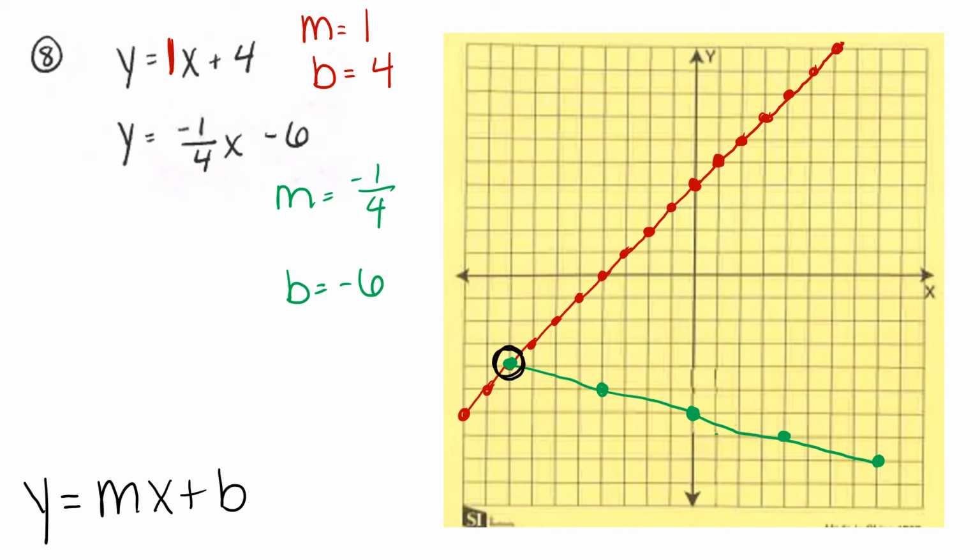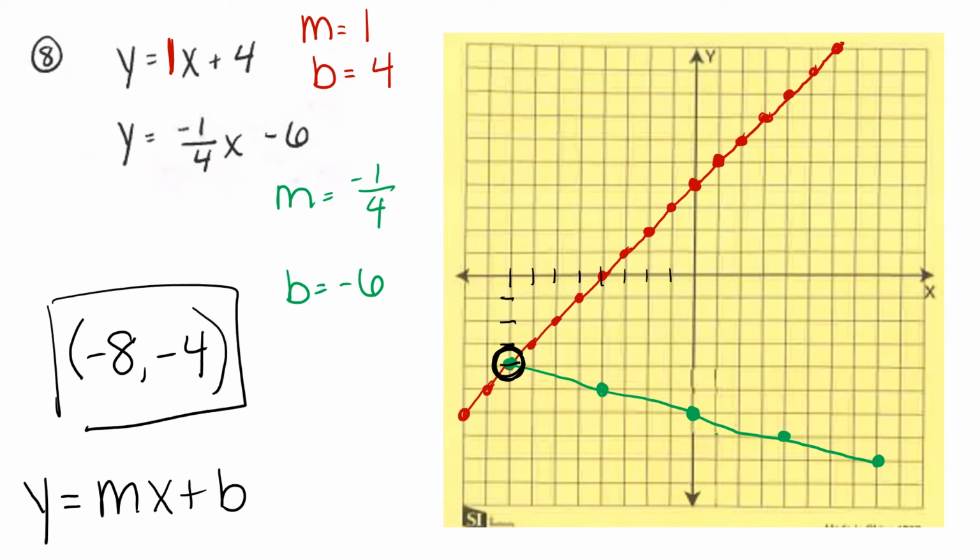Our lines intersect at this point, which would be at -1, 2, 3, 4, 5, 6, 7, 8, so -8, and -1, 2, 3, 4. -8, -4 is our final answer because that is where our lines intersect.